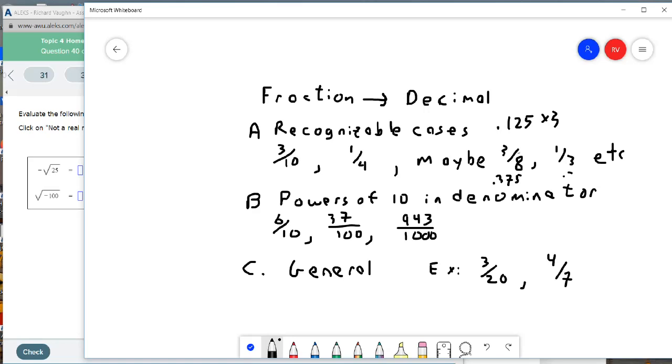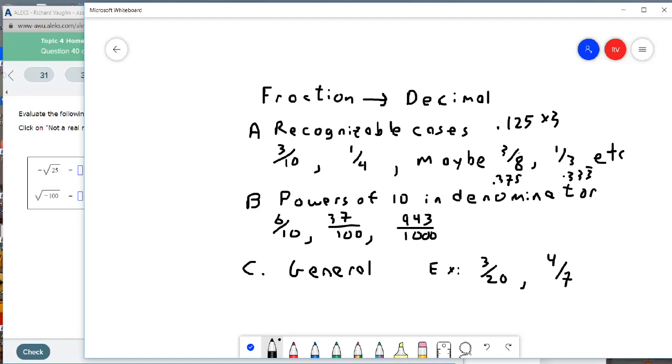1/3, 0.3333, or 33 1/3%. When we put this bar over it, we'll talk about this a little bit more, to denote that this pattern repeats forever. It doesn't stop. It's 0.333333 without ever ending.